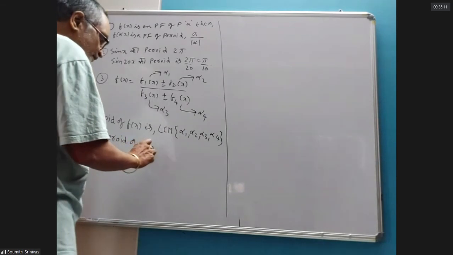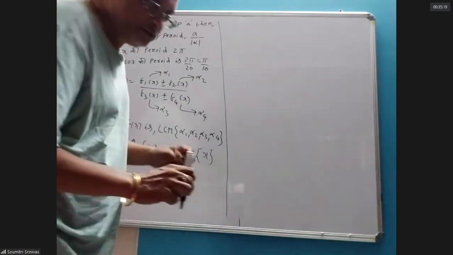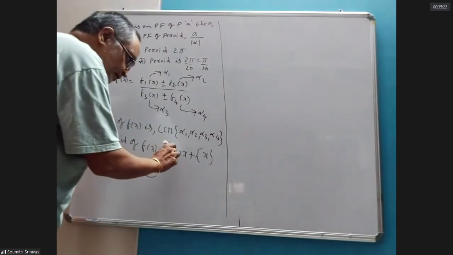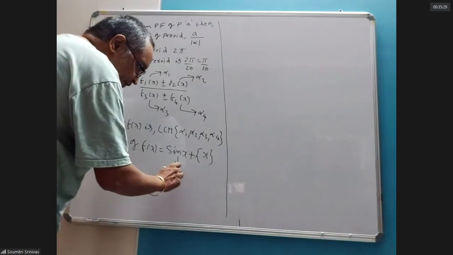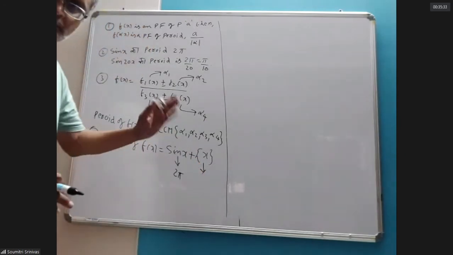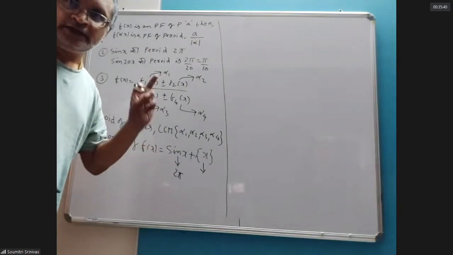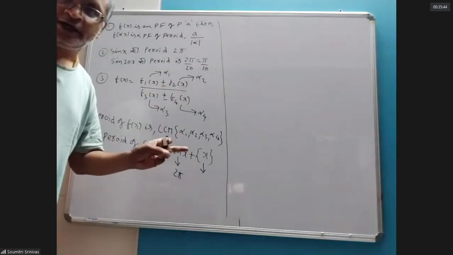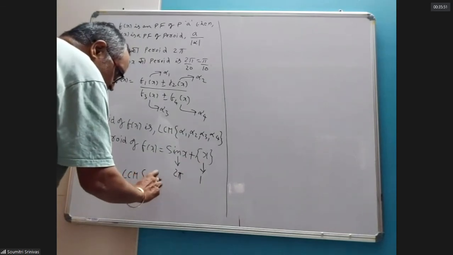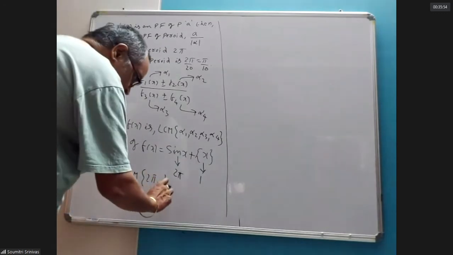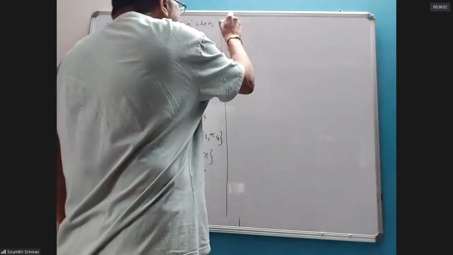Period of sine x plus fractional part of x. The period of sine x is 2π. For the second, fractional part of x, I recently wrote in the notes the only non-trigonometric function which is periodic, with period one. So the period is the LCM of 2π and 1.